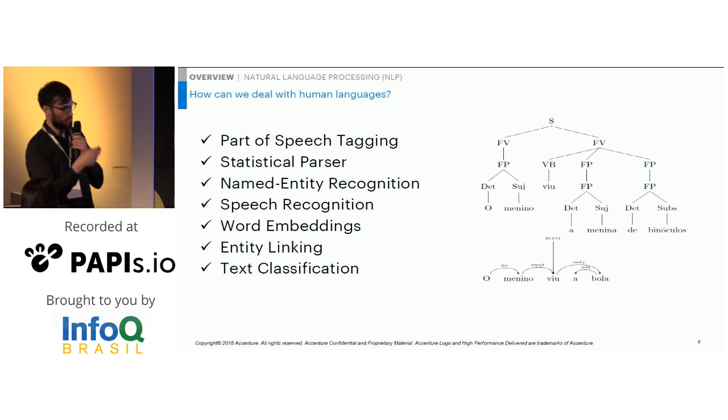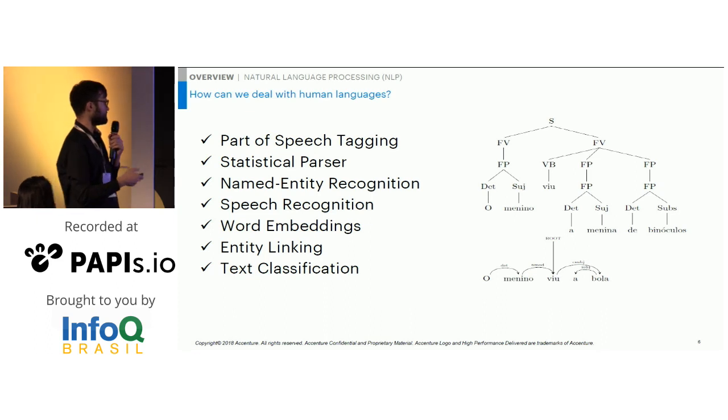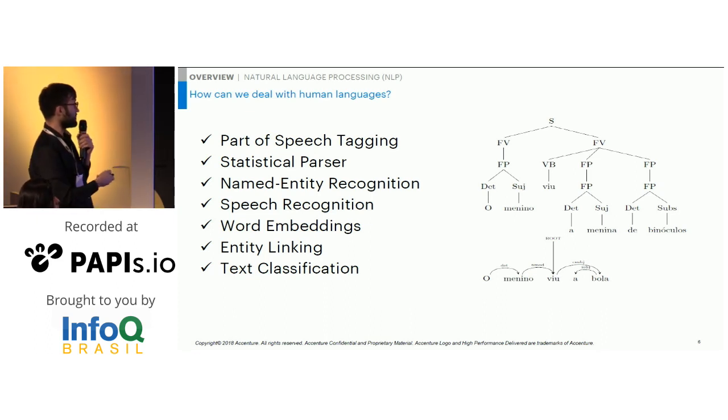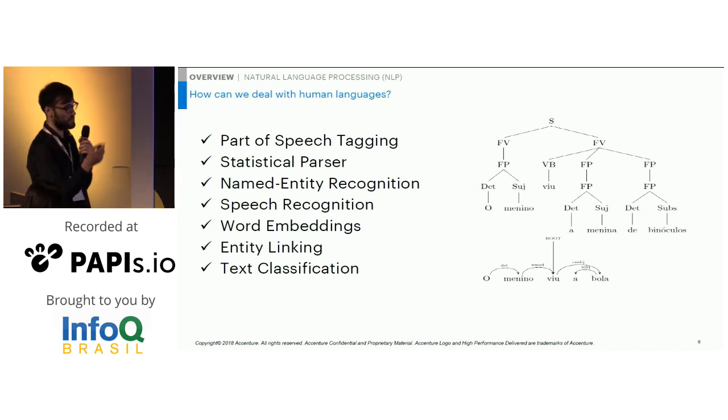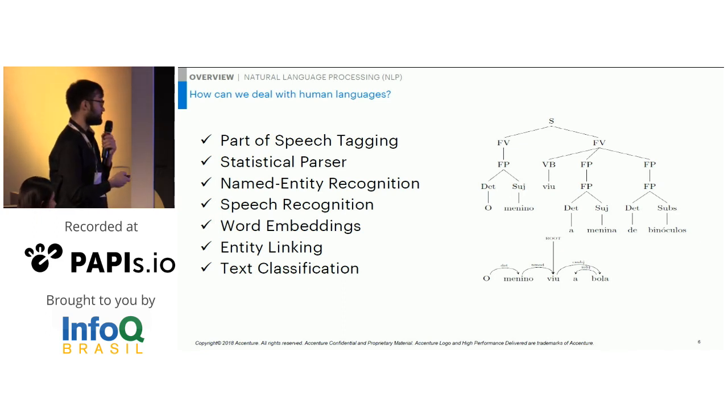And other tasks or representations are word embedding. Entity link recognition is a very interesting area that combines entities and tries to relate them with other entities using probabilistic models also. And of course, text classification, which is the more known task here.